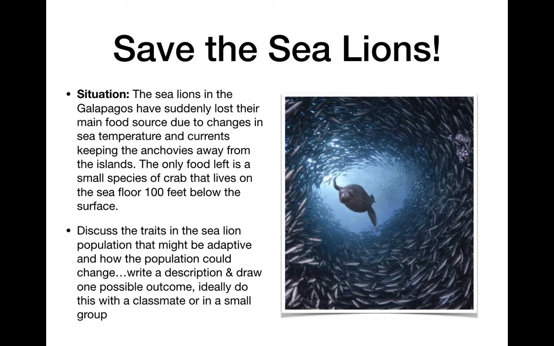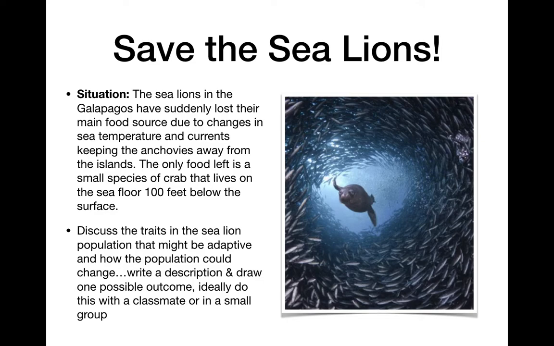The only food source left for the sea lions is a crab, a very small crab that lives on the seafloor, but is about 100 feet below the surface. 100 feet in meters, I'll have to look it up and post it for you guys, I can't remember. Or you can convert it yourselves. So what you need to do is figure out what traits in the sea lion could be adaptive and how the population would change over time. So how is the sea lion going to change over time based on this change in its environment?